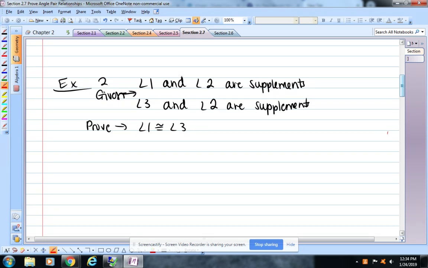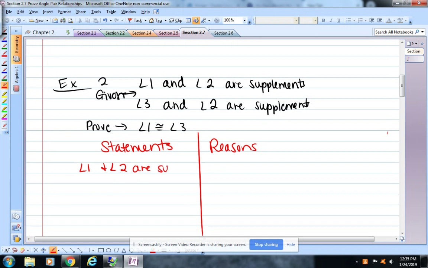It gives me two things. It didn't give me any kind of picture, but it told me that angle 1 and angle 2 are supplements. Remember, that means that together they form 180 degrees. And that angle 3 and angle 2 are supplements. That's my first statement, my given. So I have statements and reasons, like I always do for a geometric proof. There's my first two: angle 1 and angle 2, and angle 3 and angle 2 are supplementary.